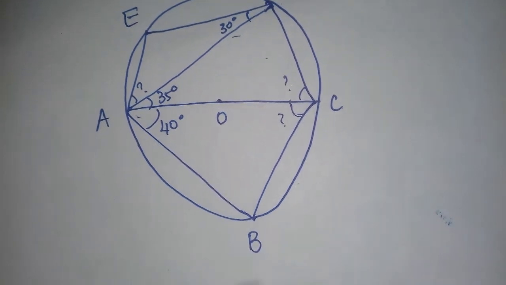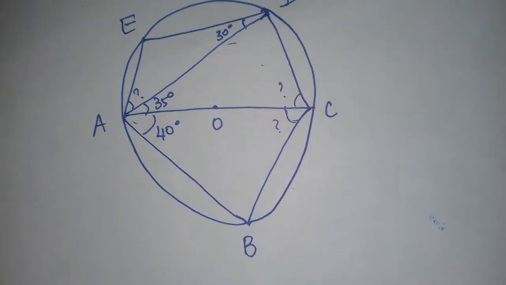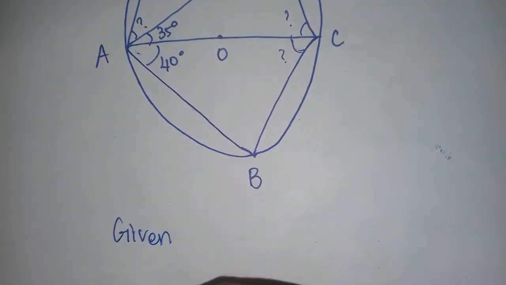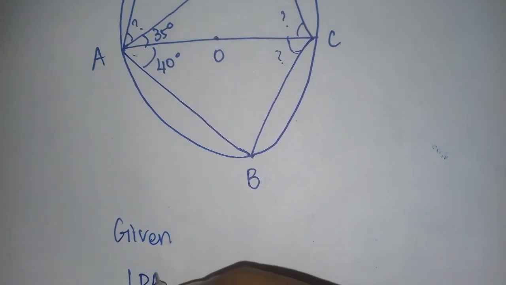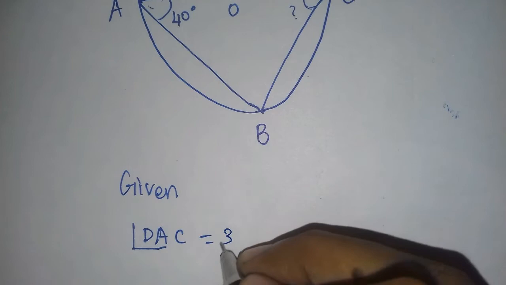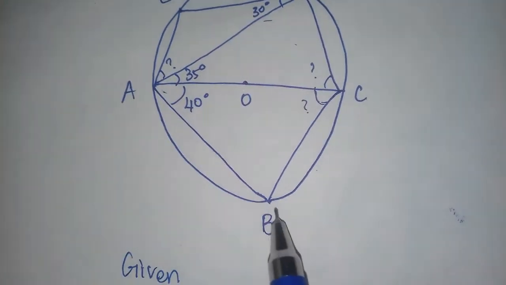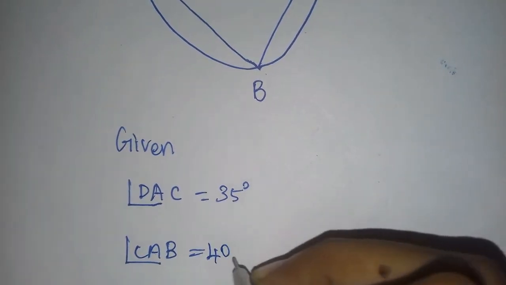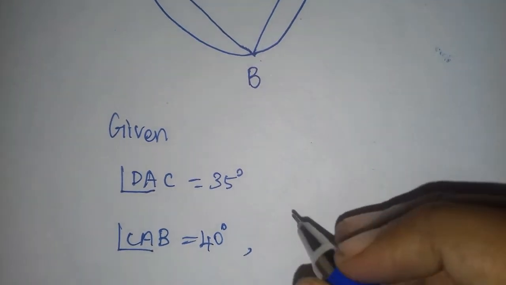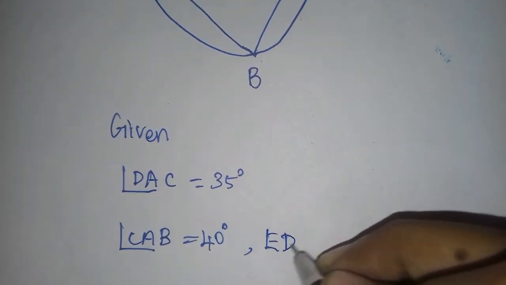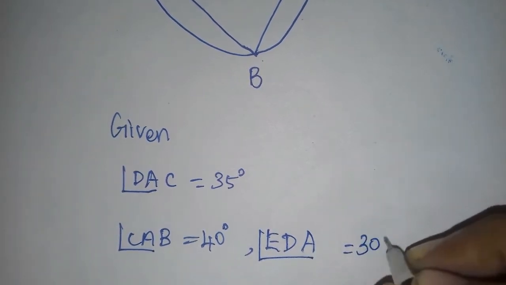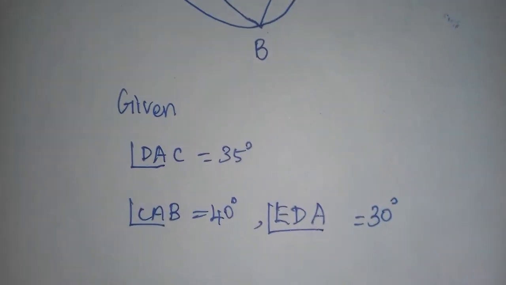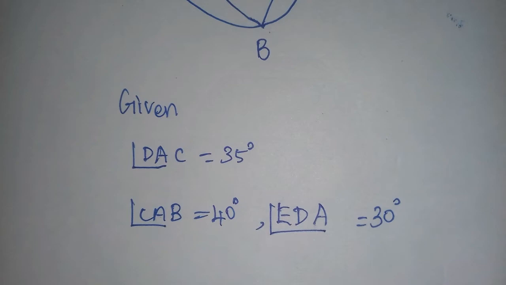What are the things given? Angle DAC is 35 degree. Then angle CAB is given. Angle CAB is 40 degree. Then angle EDA is 30 degree. This angle EDA is 30 degree. So three angles are given. We have to find three angles. Okay.